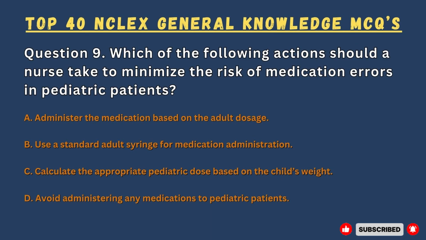Question 9. Which of the following actions should a nurse take to minimize the risk of medication errors in pediatric patients? A. Administer the medication based on the adult dosage. B. Use a standard adult syringe for medication administration. C. Calculate the appropriate pediatric dose based on the child's weight. D. Avoid administering any medications to pediatric patients.